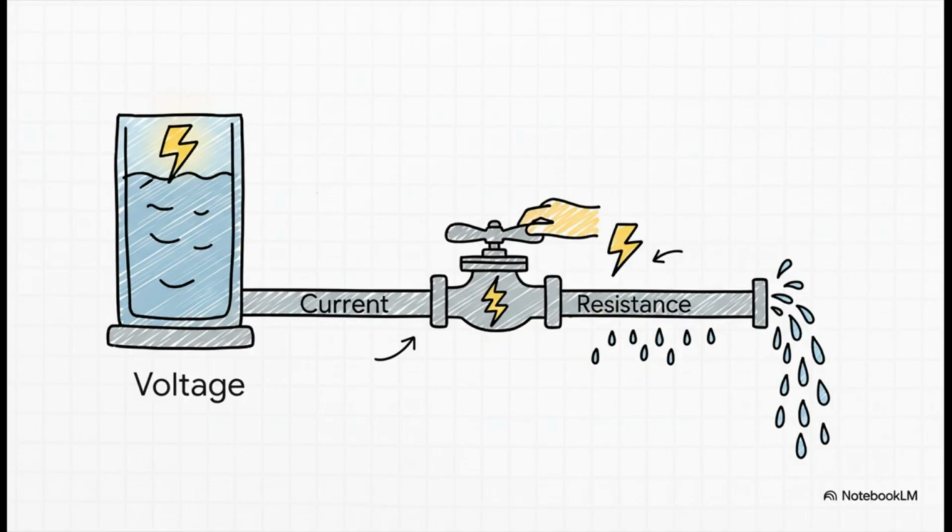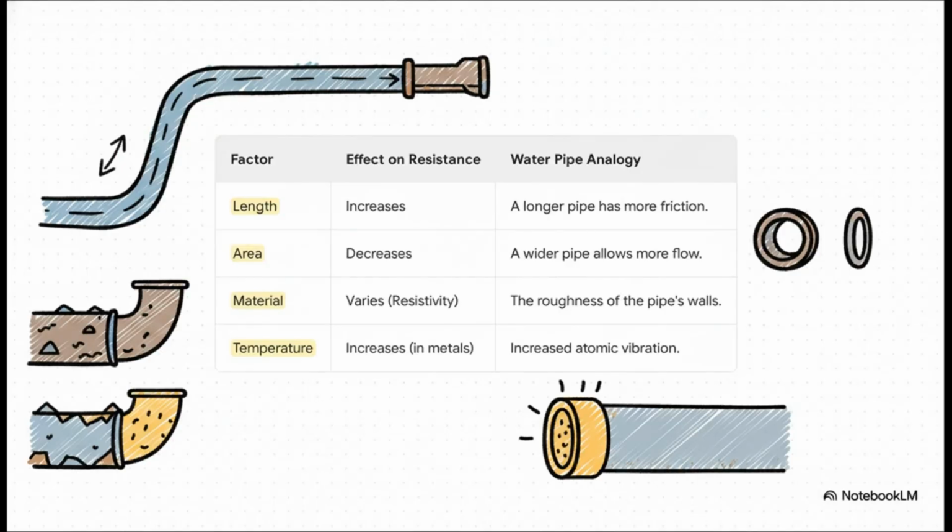And all of this brings us to probably the most fundamental, the most important equation in all of electronics, Ohm's law. It's so elegant because it perfectly connects our three big ideas: voltage, the push, equals current, the flow, multiplied by resistance, the obstacle. V equals I times R. This simple golden rule governs pretty much everything. So what actually determines how much resistance a wire has?